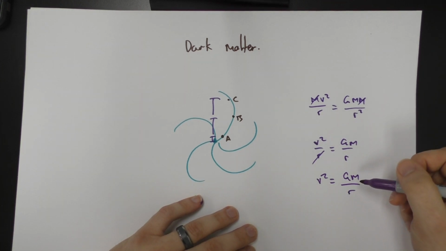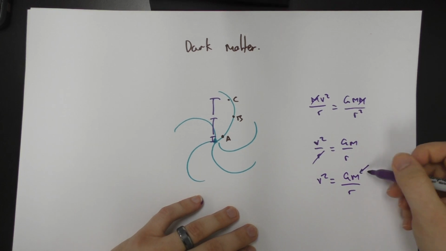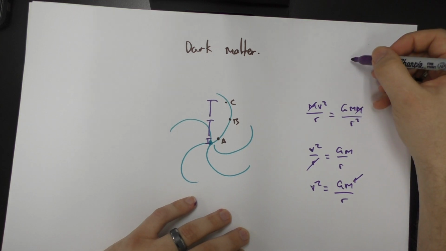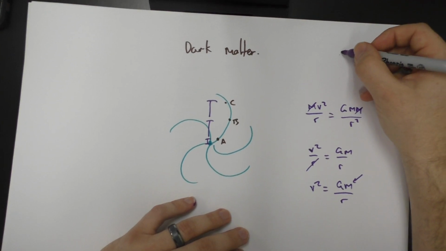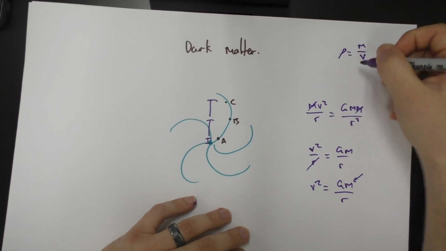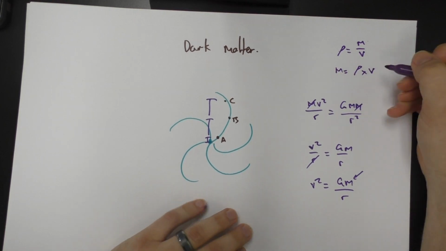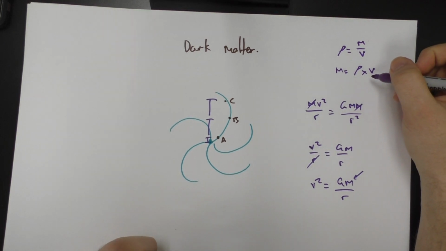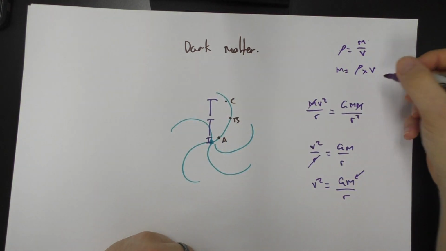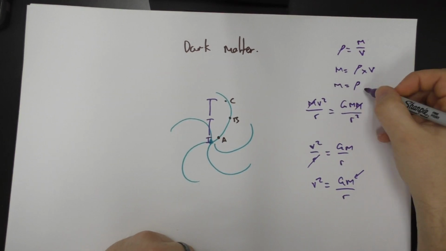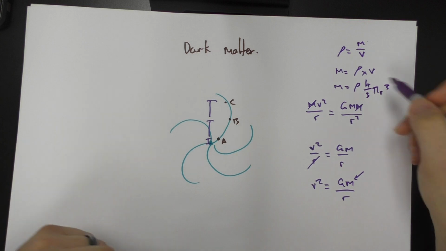And actually from that we can then sub in the replacement of mass, which you will be aware can be found, so density equals mass over volume, so mass is equal to density times volume. So in this case the volume is a sphere because galaxies can be treated as a sphere, so we can say that the mass is equal to the density times 4/3 pi r cubed. Okay, so that's what we're going to sub into this.